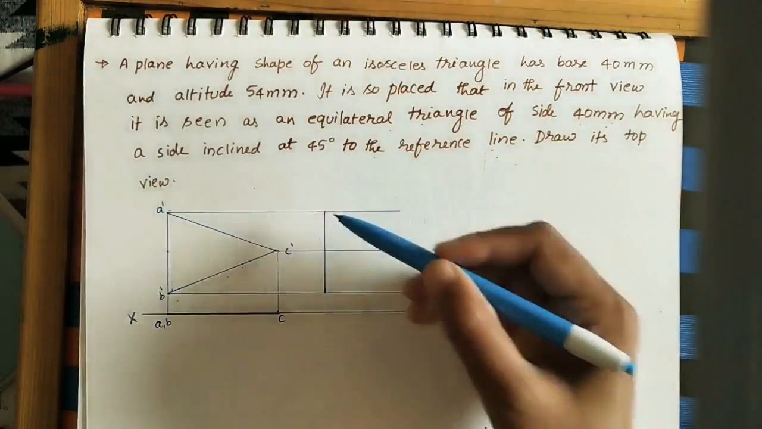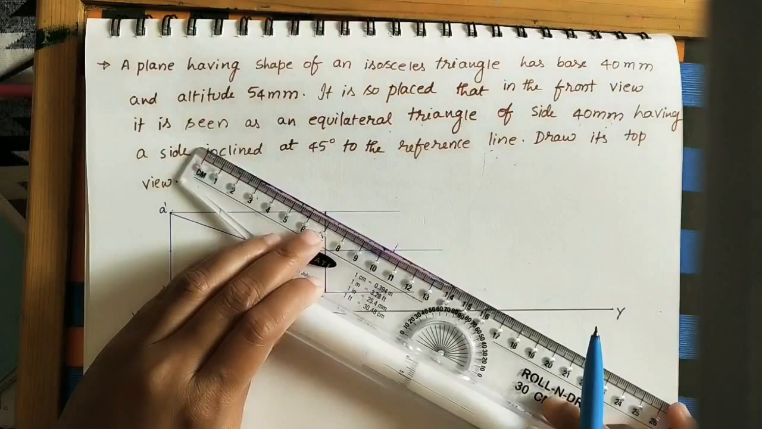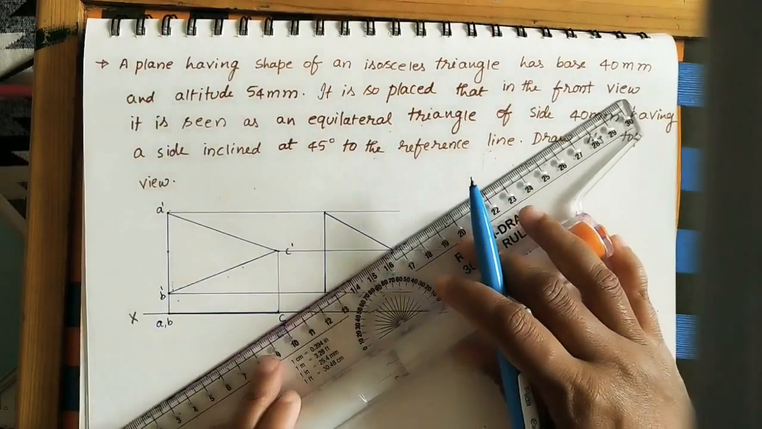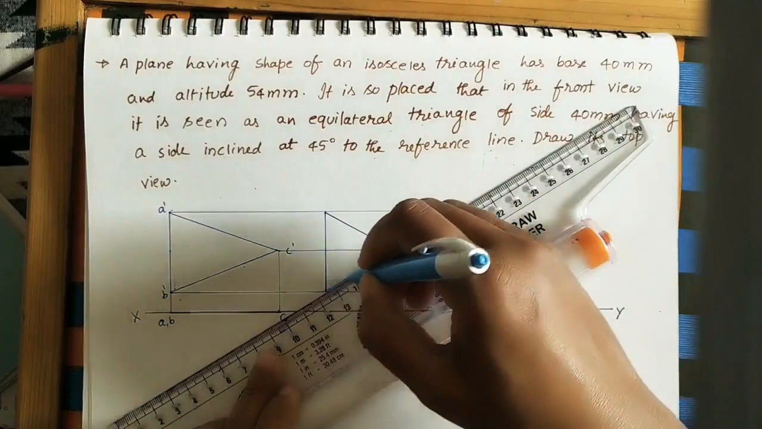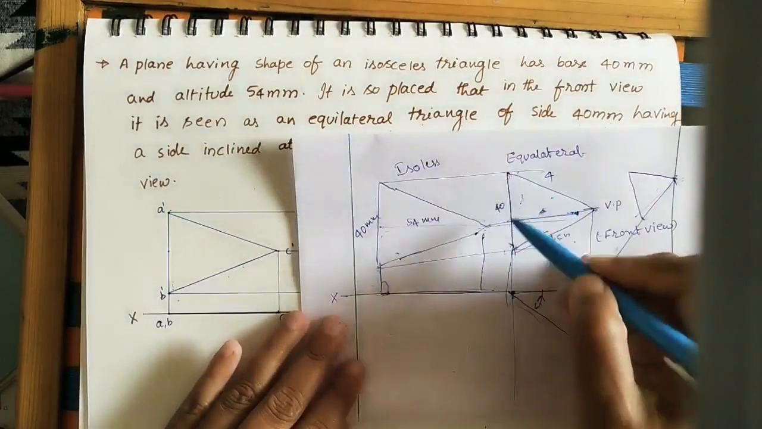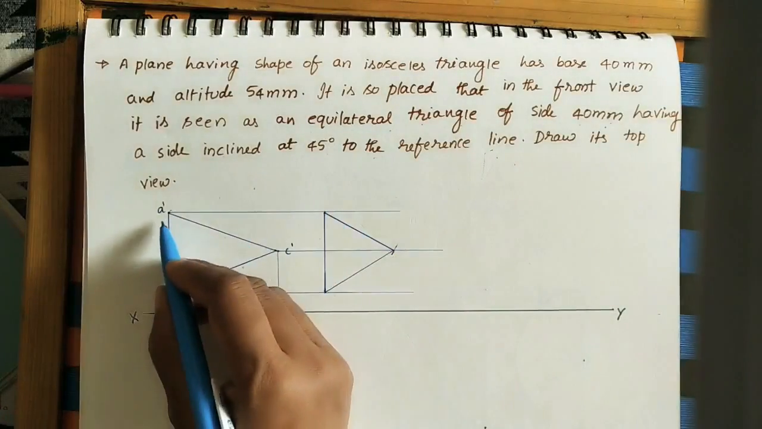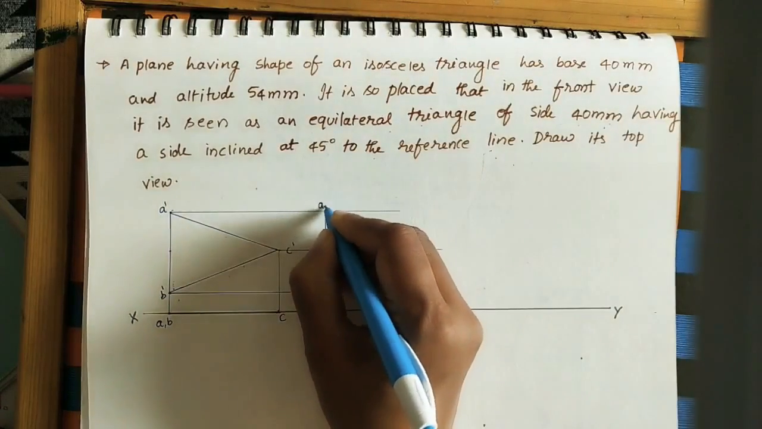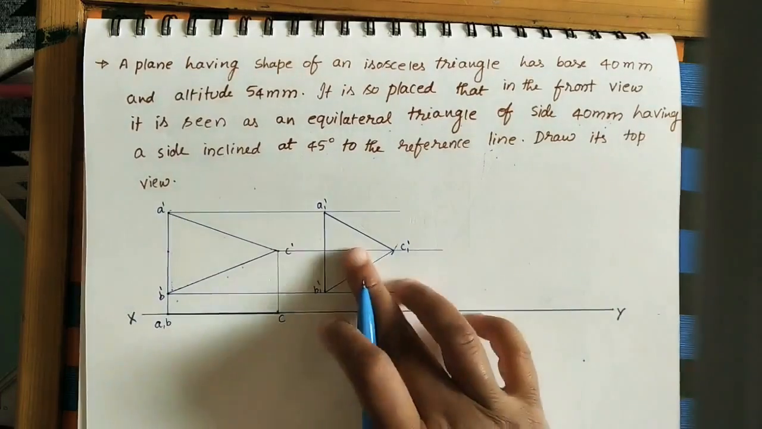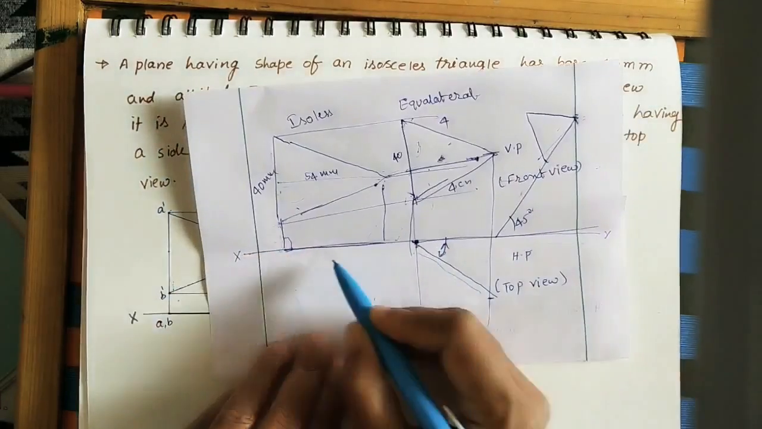Join this point to this one, and this point to this point. So this is the equilateral triangle. After that, mark the points. Here I am giving A dash, B dash. Here I am giving A1 dash, B1 dash, C1 dash. So in the top view, it is looking like an inclined line of this length.